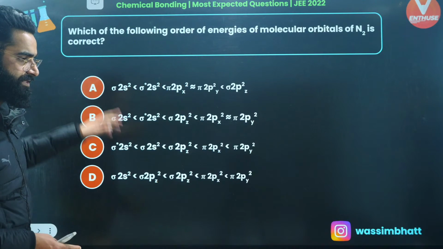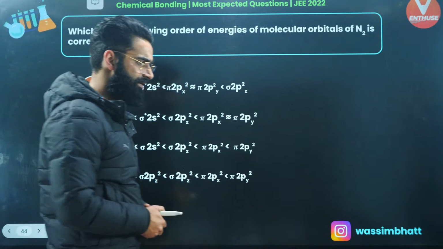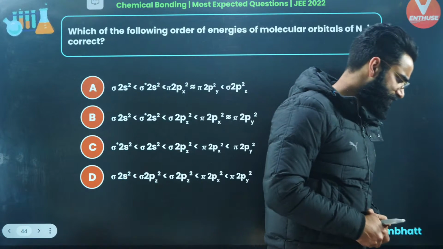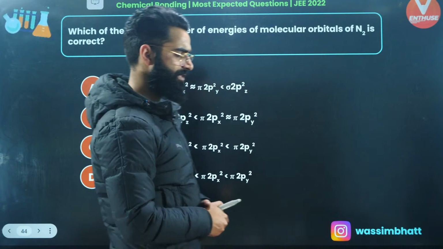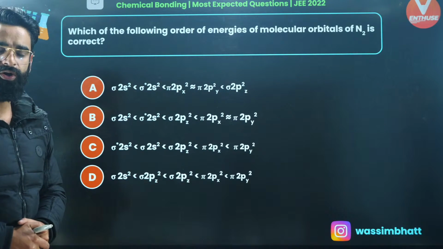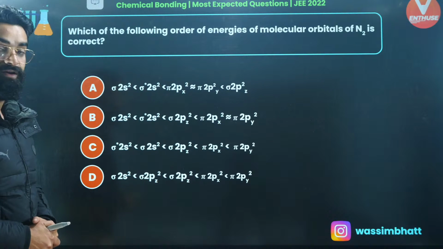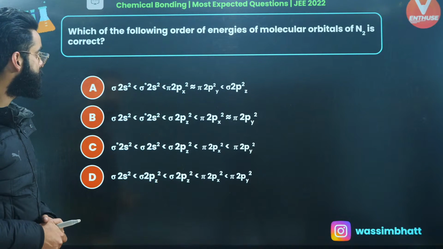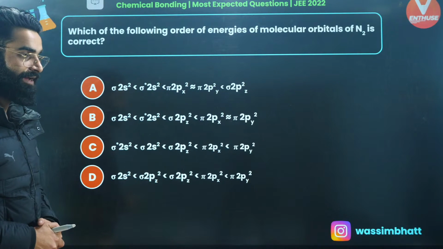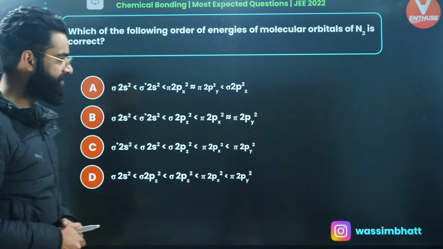What do you think? Which one is correct? Can you let me know in the chats fast? Looking at your chats only. Which is the correct order of filling of electrons in the molecular orbitals for nitrogen? Vijit is coming up with option C. What about the rest?